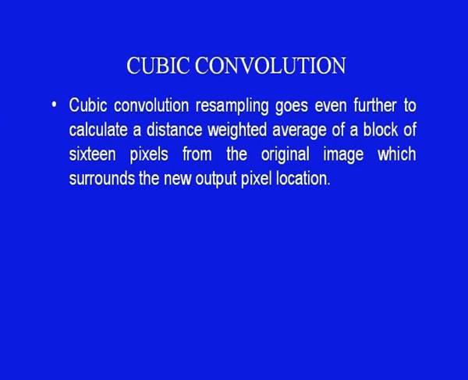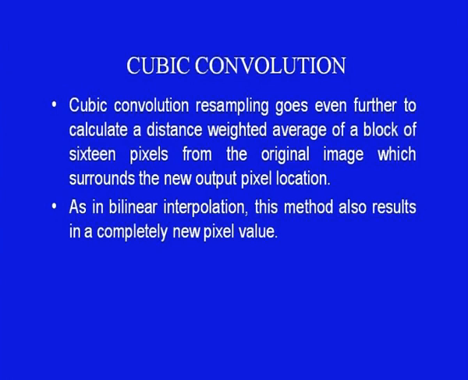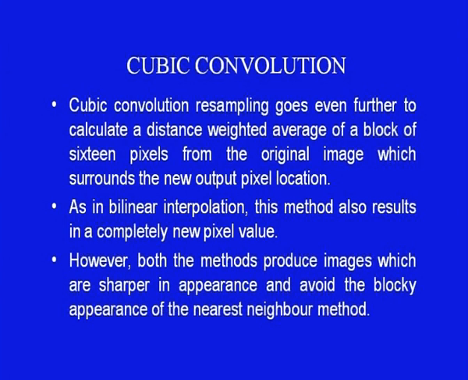The third method, which is cubic convolution, goes one step further to calculate the distance weighted average of a block of 16 pixels from the original image which surround the new output pixel location. As in bilinear interpolation, this method also results in a completely new pixel value. However, both the methods produce images which are sharper in appearance and avoid the blocky appearance of the nearest neighborhood method. Having discussed these, now let us look at a comparative evaluation of these 3 resampling methods.